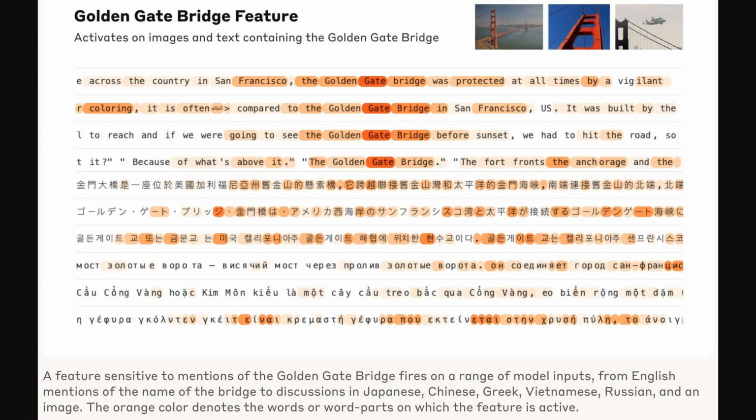Well, this figure really illustrates the multimodal and multilingual aspect of these features. Okay, so we see examples of the Golden Gate Bridge feature activating, highlighted in orange, across different languages like Japanese, Chinese, Russian, Greek, even Vietnamese. And it's not just text, right? It also activates on images of the bridge. So this shows a single feature capturing the concept across various modalities and languages.